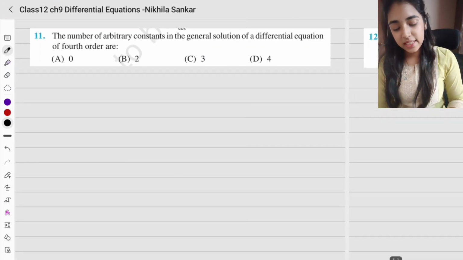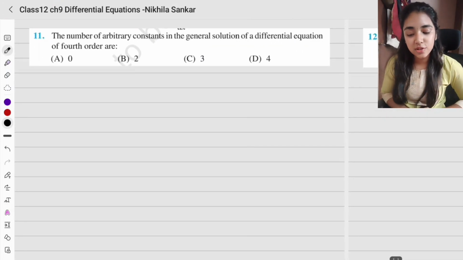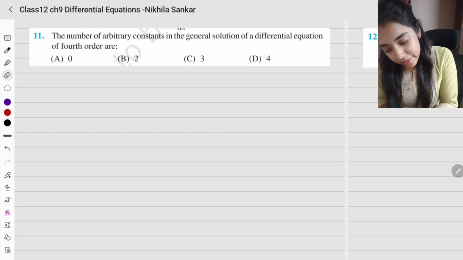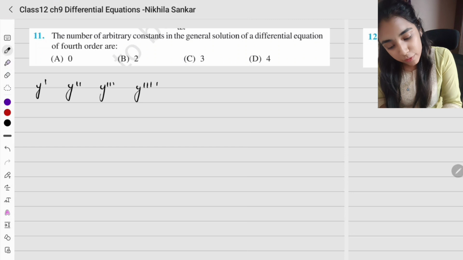Question number 11. The number of arbitrary constants in the general solution of a differential equation of 4th order. So what is 4th order? So I have first order, second order, third order, fourth order. Usually, if we represent 4th order, you write it like this.